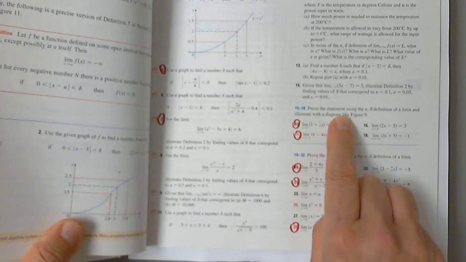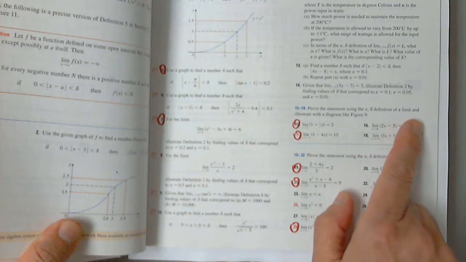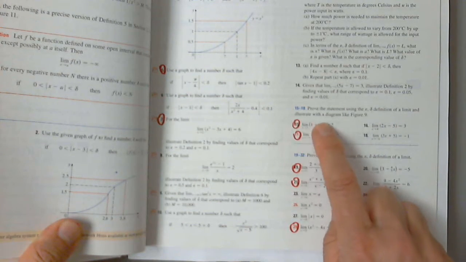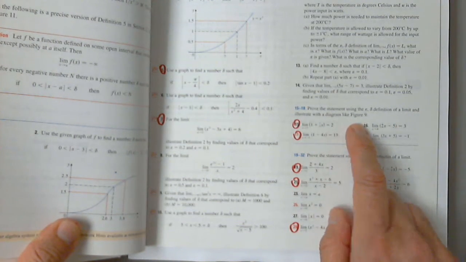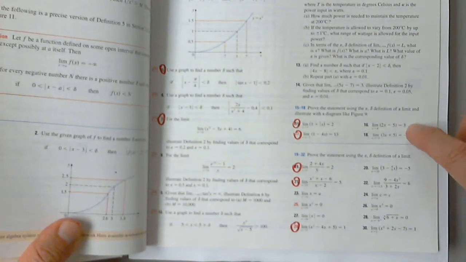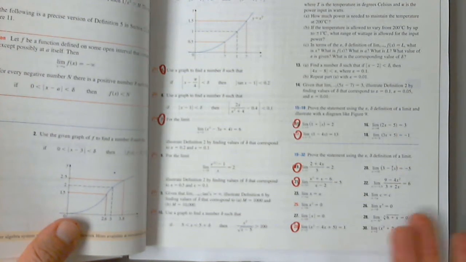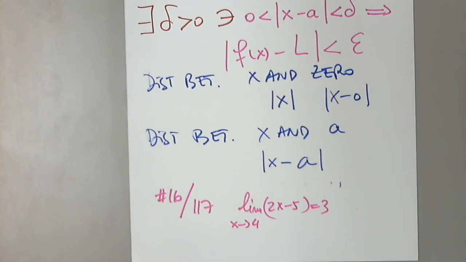Prove the statement using the epsilon delta definition of a limit and illustrate with a diagram as we just did. The same diagram. It's just where we have to graph the function and show the 4 and show the 3 and show the interval. And we can do that. We just did it for another function. We can do that for that. Ready?